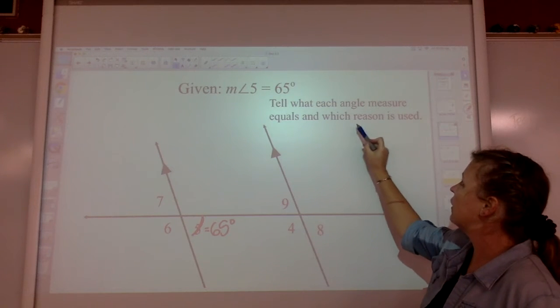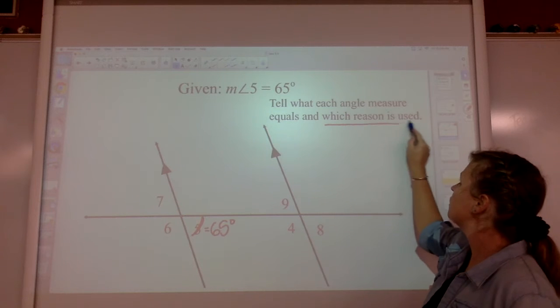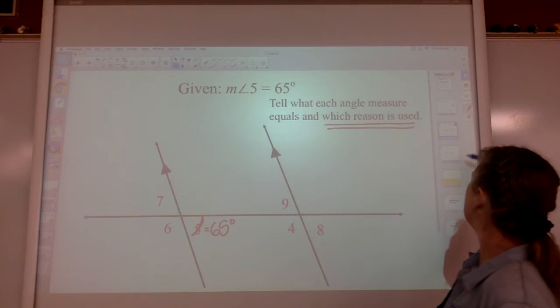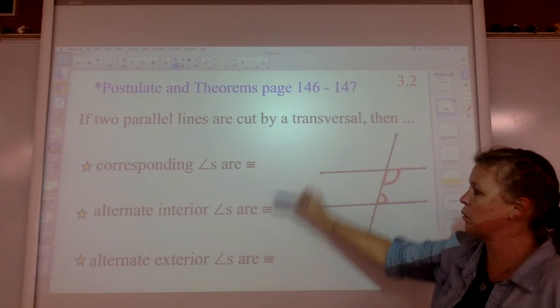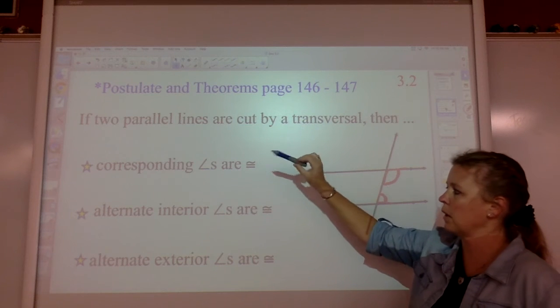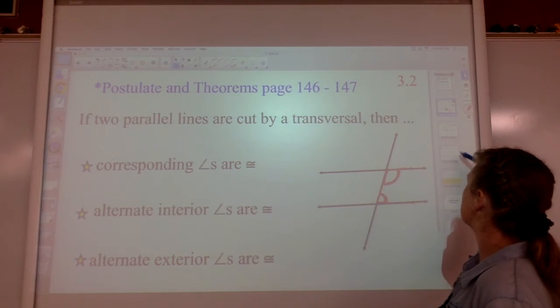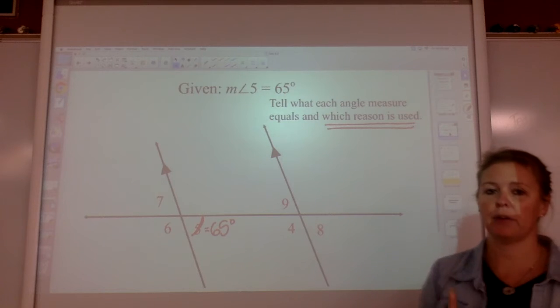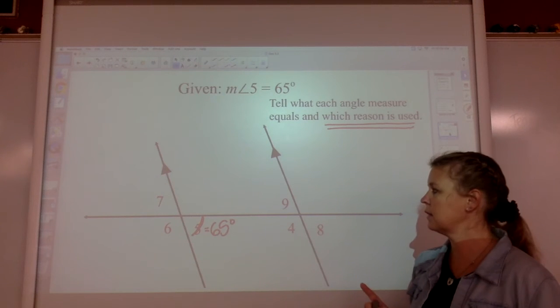Tell what each angle measure equals and which reason is used, meaning the reason of one of these four: either corresponding, alternate interior, alternate exterior, or consecutive interior. Now, there is a catch to this, and I'll show you it in a second.